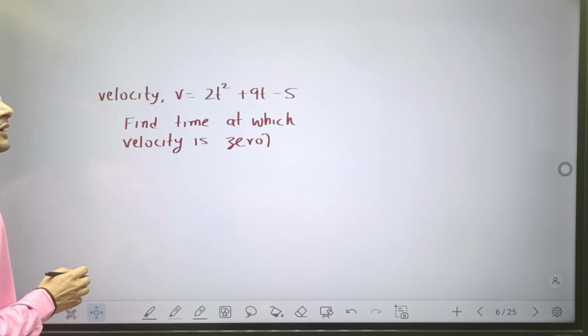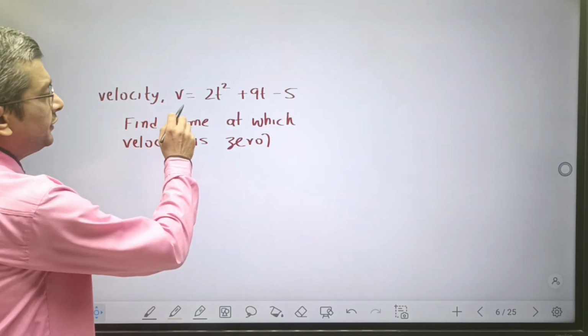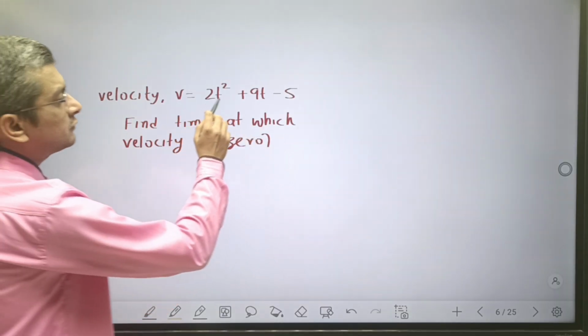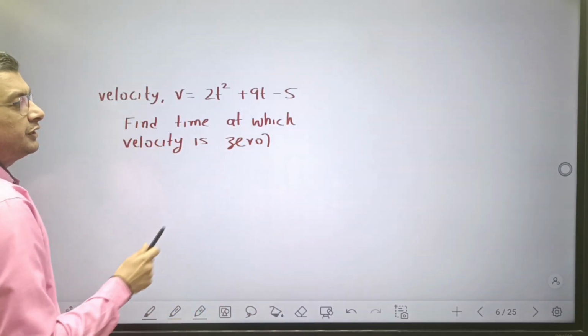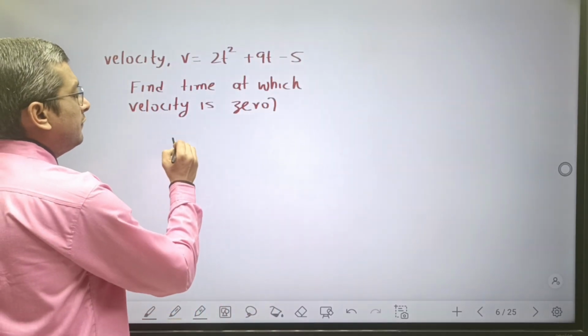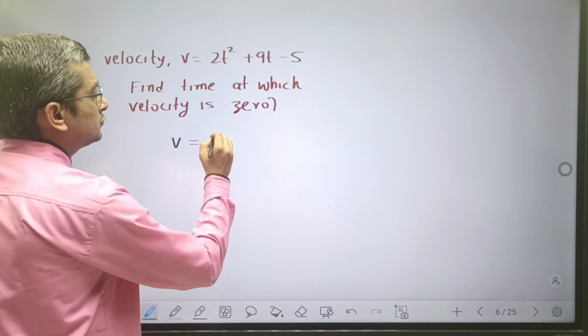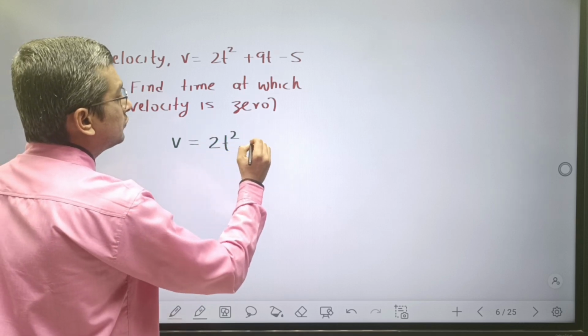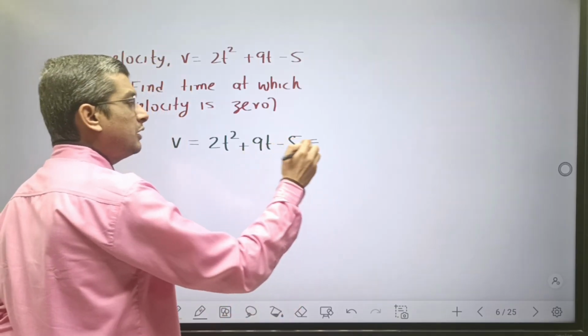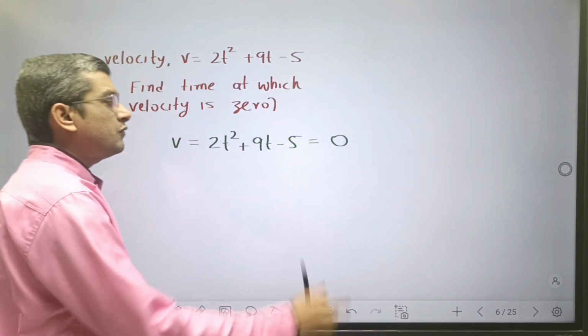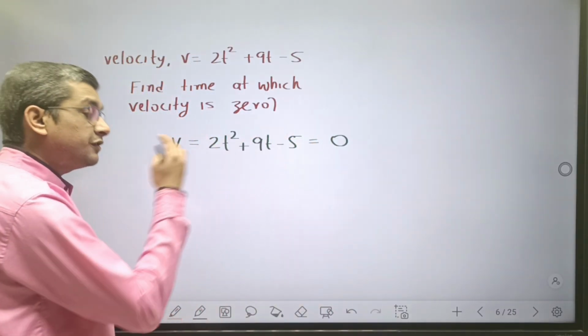Second question: the velocity of any particle is given by 2t square plus 9t minus 5. Find the time at which velocity is 0. So we have to find the time at which velocity is 0. So 2t square plus 9t minus 5. So put this value equal to 0.